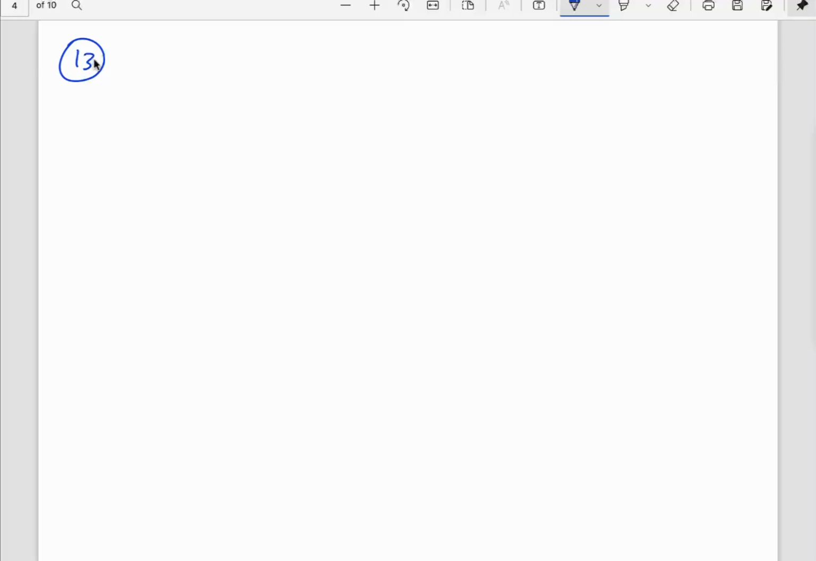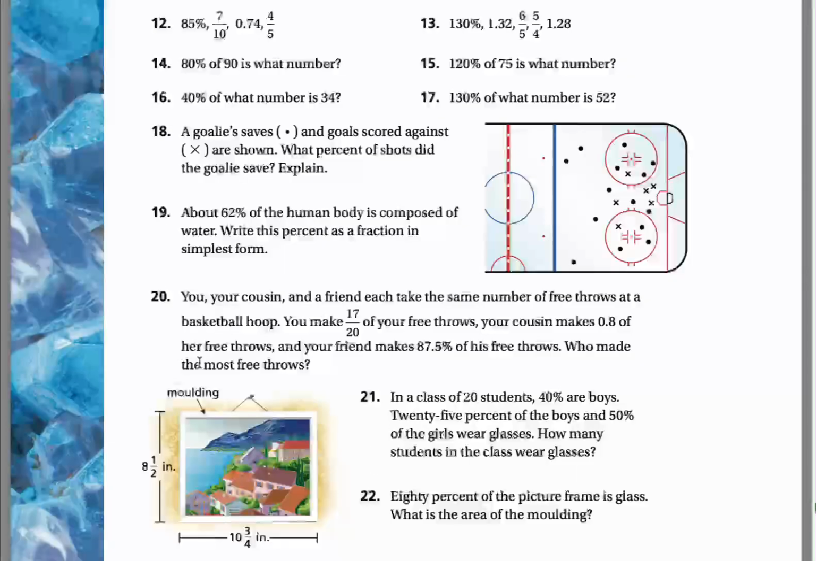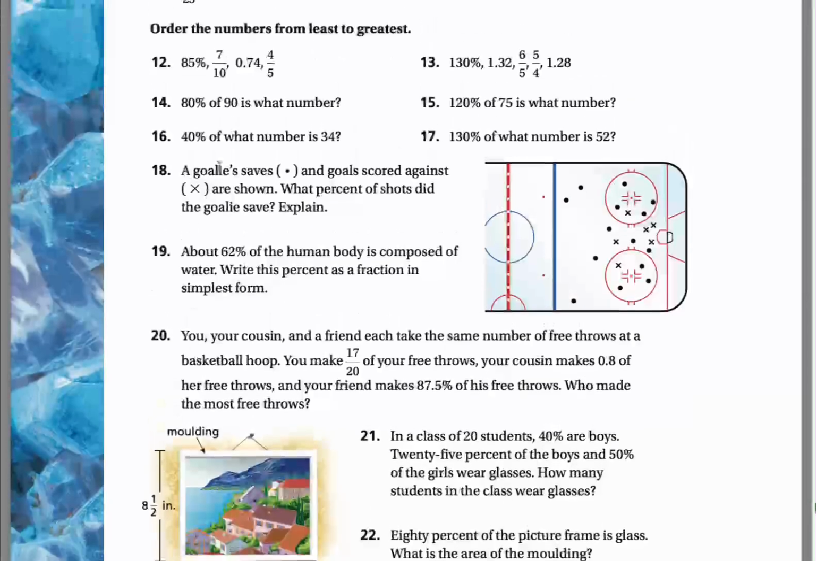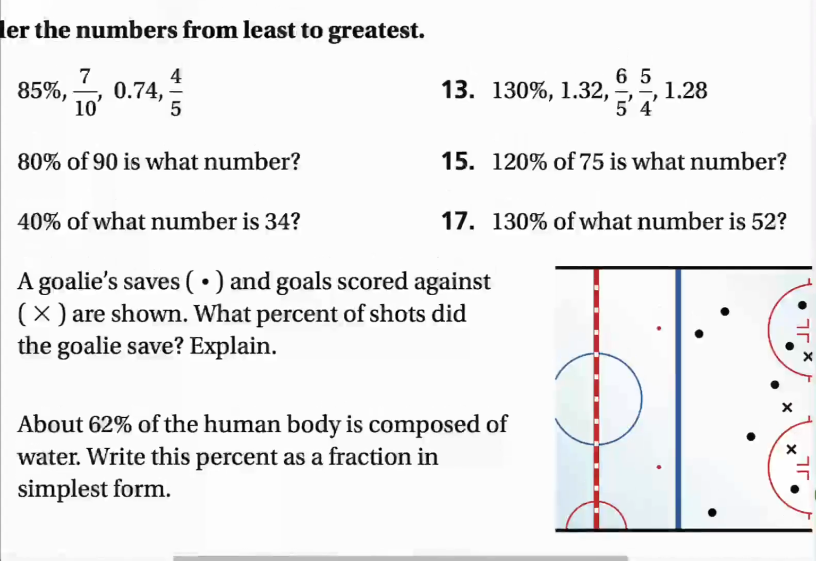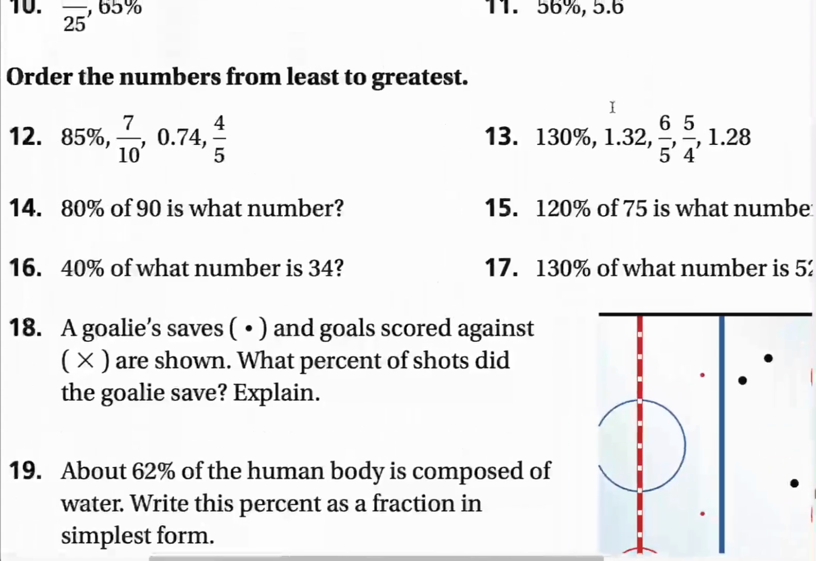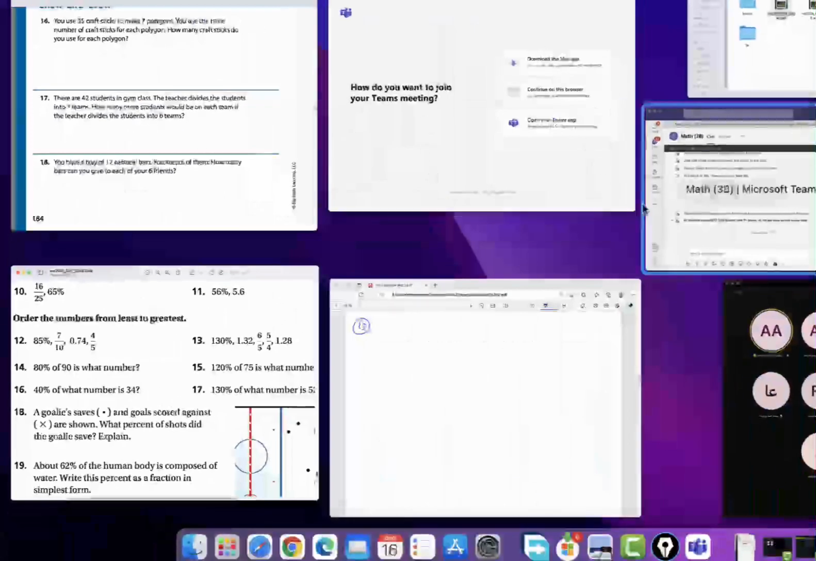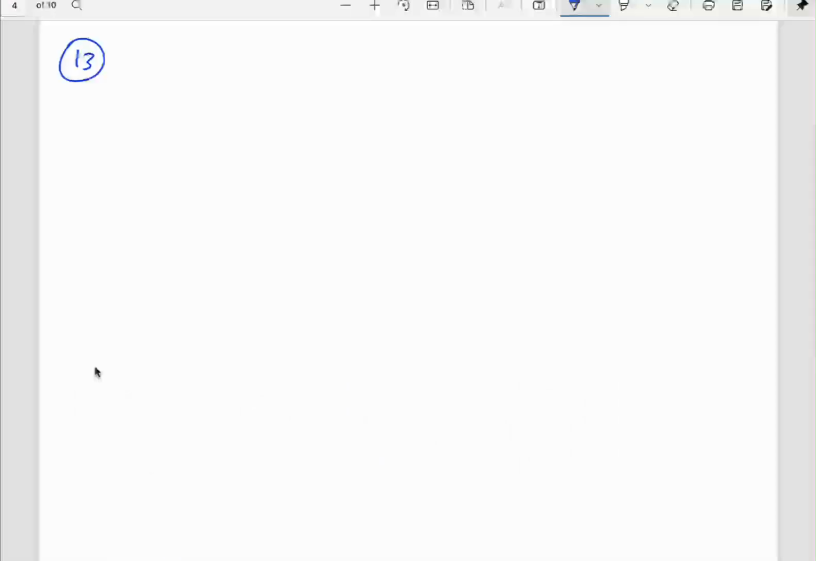Okay, in question 13, we need to order the numbers to arrange them from least to greatest. Okay? Okay, 130%, 1.32. Let's write the numbers. 130%.